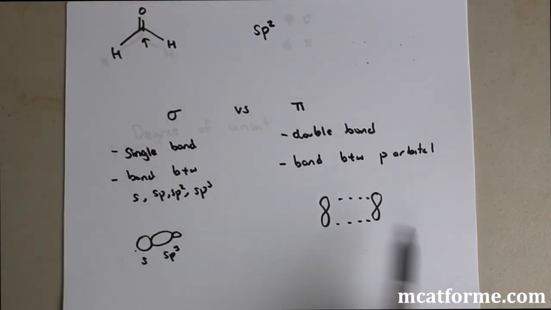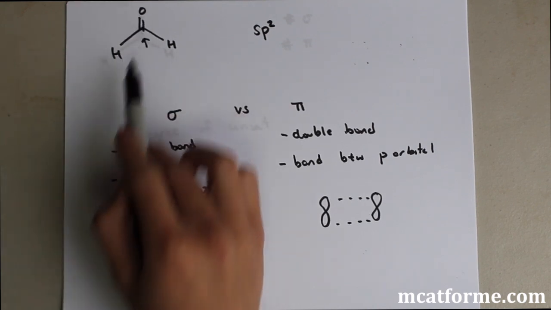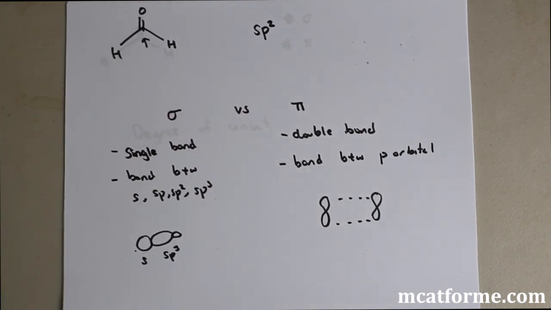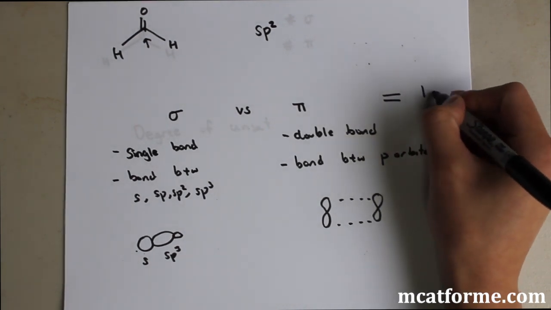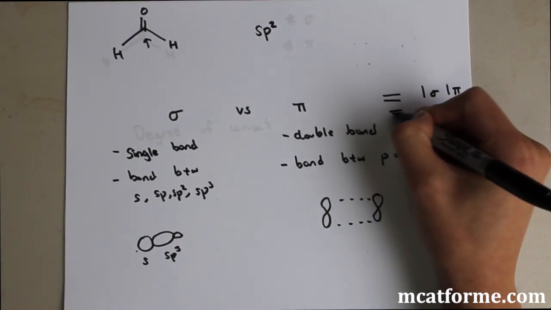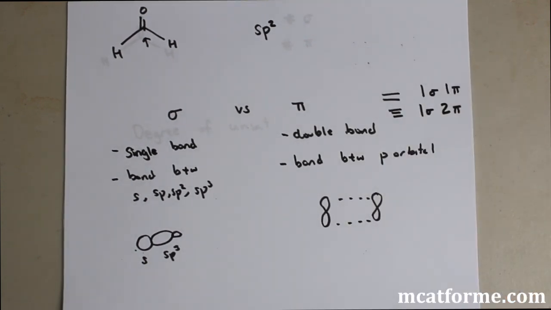But a pi bond is a double bond. For every double bond, you're going to have one sigma and one pi, and we'll see that later. So a double bond has one sigma, one pi. What do you think a triple bond would have? Well, it would have one sigma and two pi.